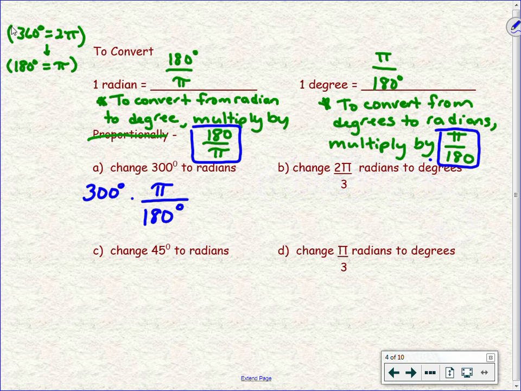What I would suggest you do is, I don't want a decimal answer here. So what you want to do is take 300, divide it by 180 in your calculator, and then hit the math fraction button. Or you can just simplify and look at what goes into both 300 and 180. But if you take 300 divided by 180, math fraction, you will end up with 5/3. So 5/3 pi is my final answer.